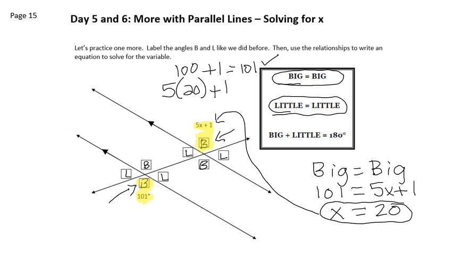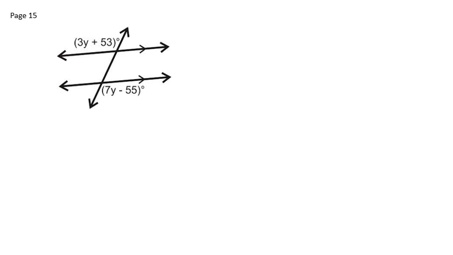Let's try another one. Down at the bottom of page 15, this one has a y for a variable. So that'll impact the way that you put it into the Desmos calculator. But for now, let's just label our B's, L's, and our B's, L's. Just like we've been doing it. Nothing has changed here. What I'm going to do is grab my highlighter and highlight the ones with the algebra. So 3y plus 53, that's algebra. 7y minus 55, that's algebra.